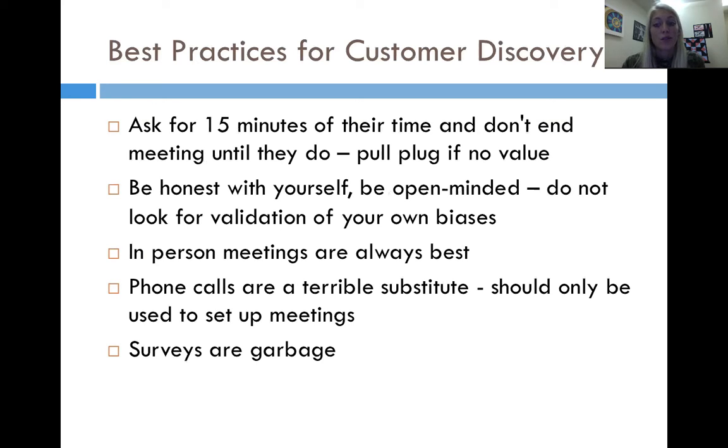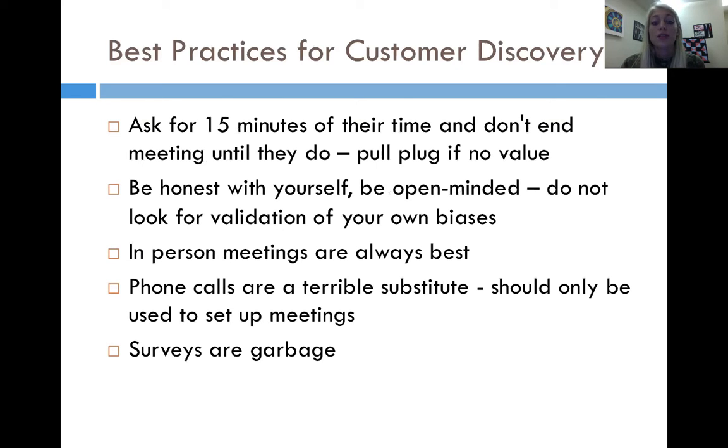Be honest with yourself and be open-minded. Do not look for validation of your own biases. If you already think your business is going to be a hit, don't just look for validation of that. Keep an open mind and treat each potential customer the same.